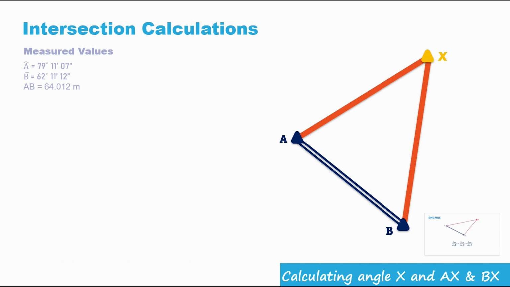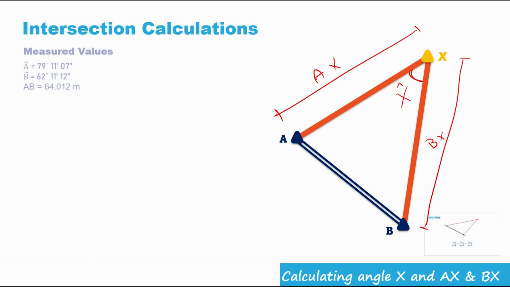The next stage, guys, is calculating angle X, this angle, and the length of line AX and BX. This one is AX and this one is BX.